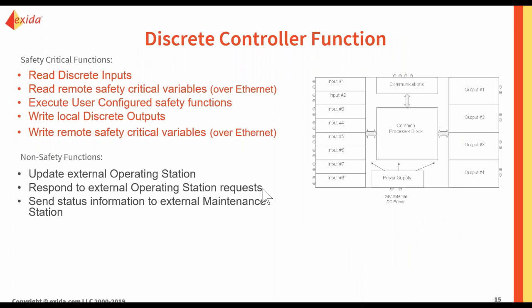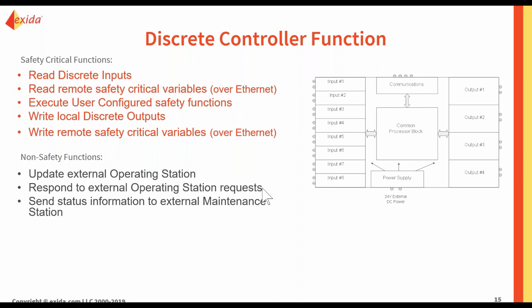We kind of want to separate these functions into safety critical functions and non-safety functions. And so this is an automatic safety function. We don't depend on any human being to implement the safety function. So we can categorize a set: read the discrete inputs, read remote safety critical variables over the COM ports, over the Ethernet. We need to execute user configured safety functions. And we need to write local discrete outputs to both the output channels on our module and the remote safety critical variables over the Ethernet.